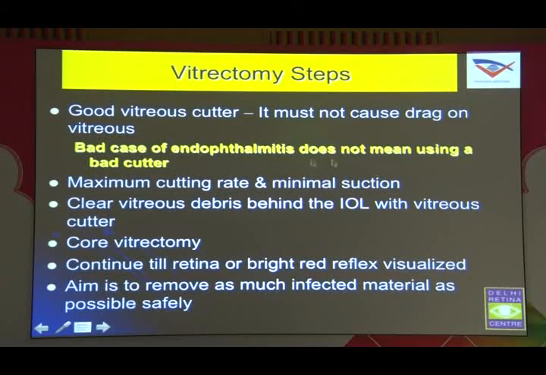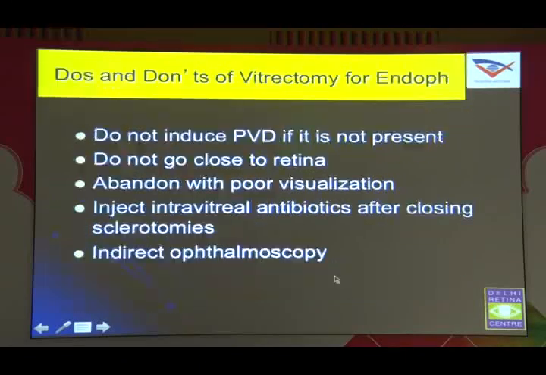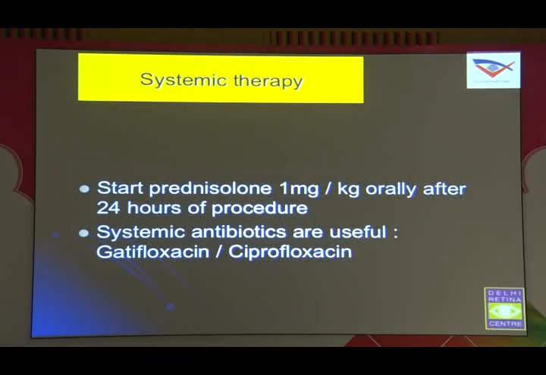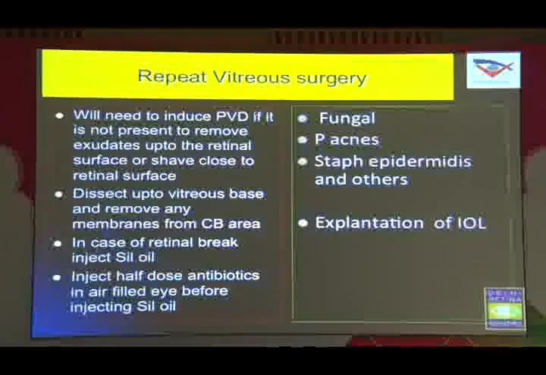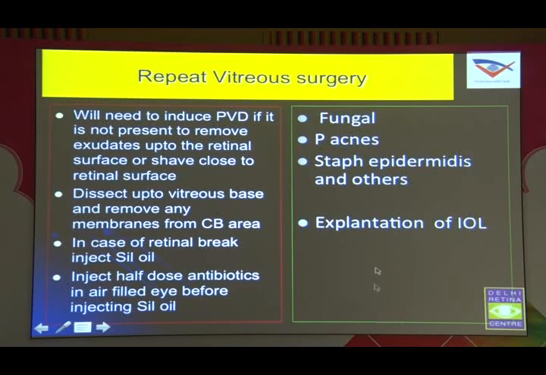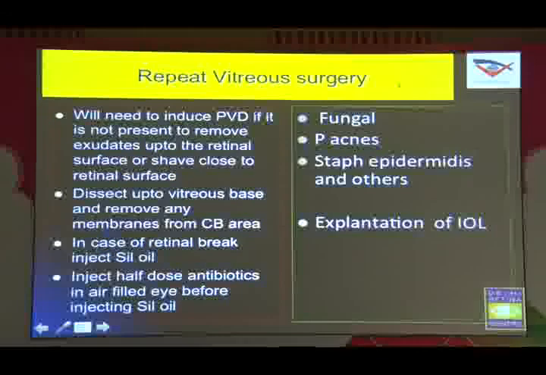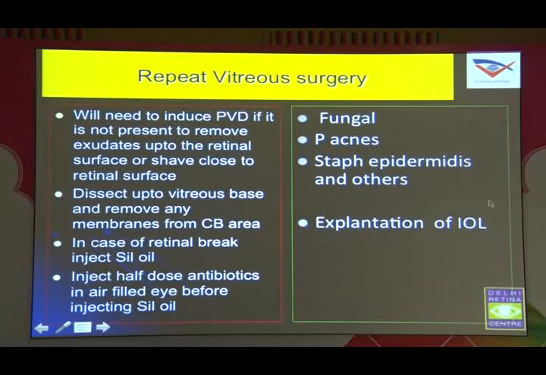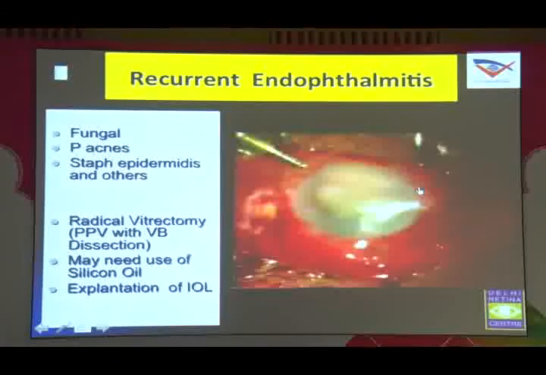You must clear the vitreous debris behind the lens, so you should do a core vitrectomy, and continue till the retina is seen and you're getting a bright red reflex, and you're able to see the optic nerve and the vessels. And this, I think, I have already alluded to. You should use systemic therapy, and you should send the sample for culture, as Neeraj has already told you about fungal endophthalmitis, P. acnes, and Staph epidermidis endophthalmitis.